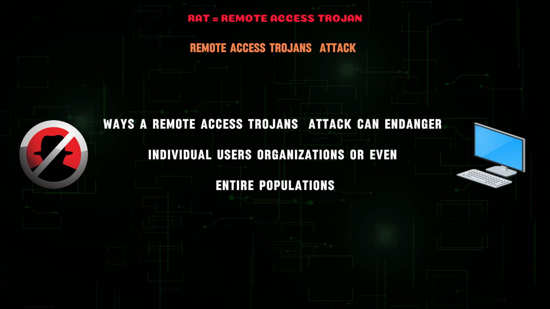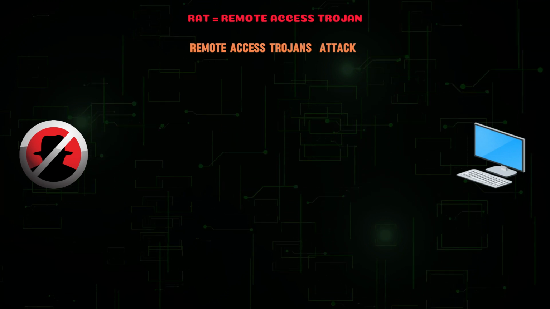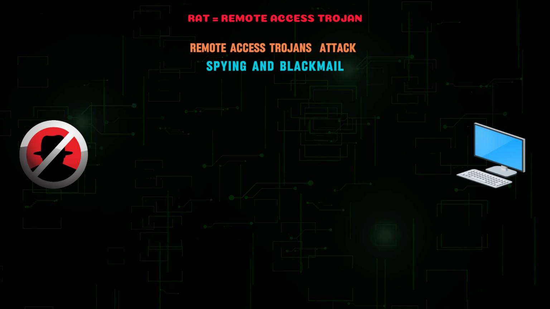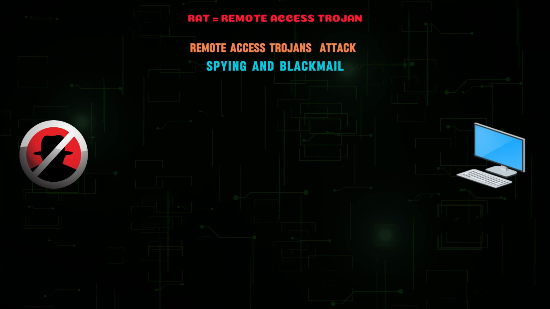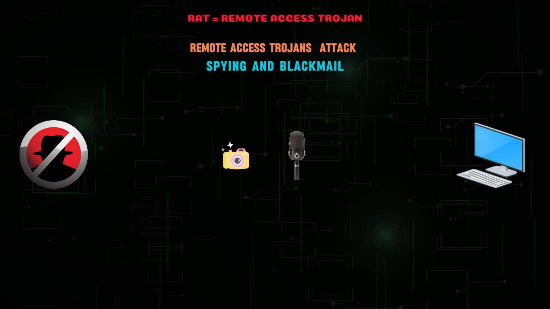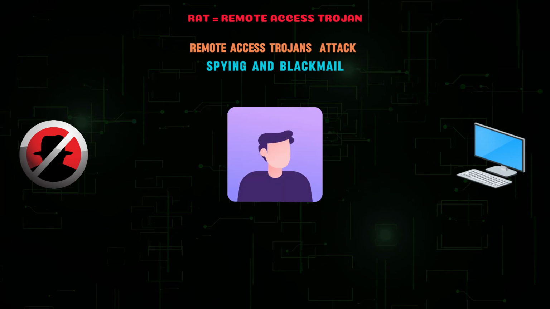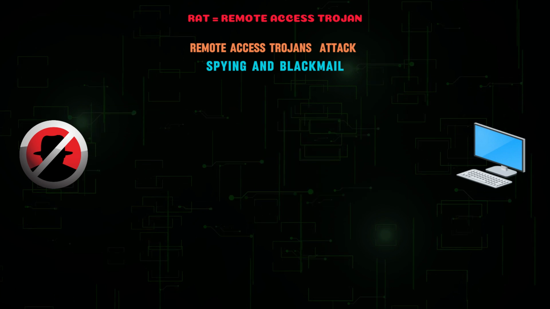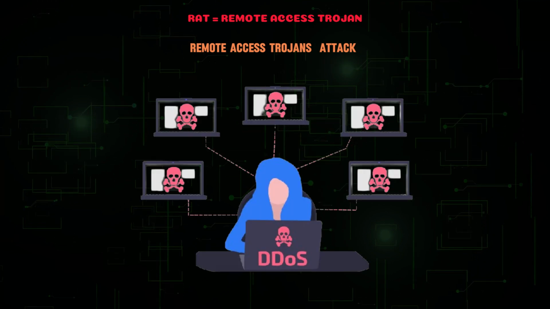Here are several ways a remote access Trojan attack can endanger individual users, organizations, or even entire populations. Spying and blackmail. An attacker who deploys remote access Trojans on a user's device gains access to its cameras and microphones. They can take photos of the user and their environment, use it to conduct more sophisticated attacks, or to blackmail the user.